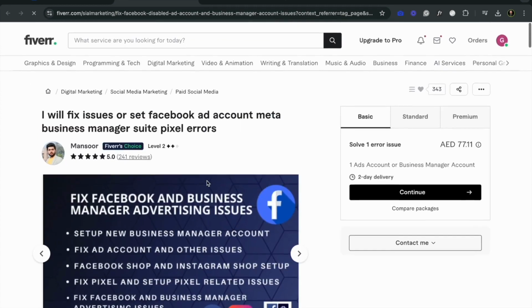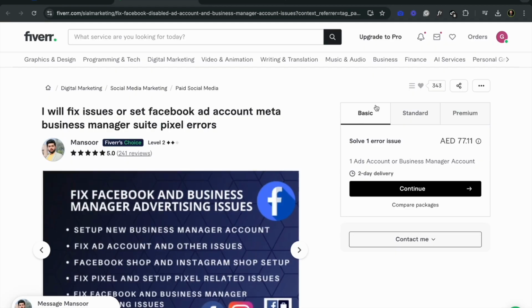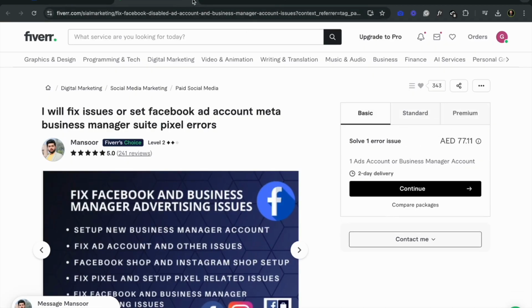He's really, really good. Also, if you have any issues with the Meta account, he's very good as well. So he can create one for you and verify it. Ideally, just create it yourself, but if you can't, that is the other option that you can use.